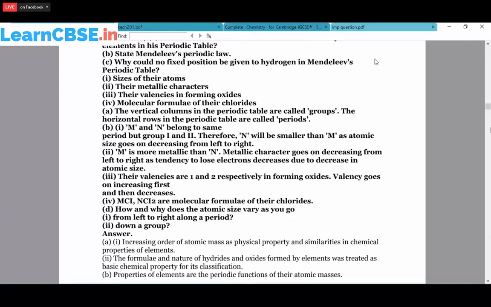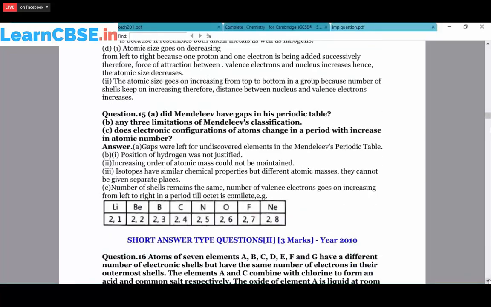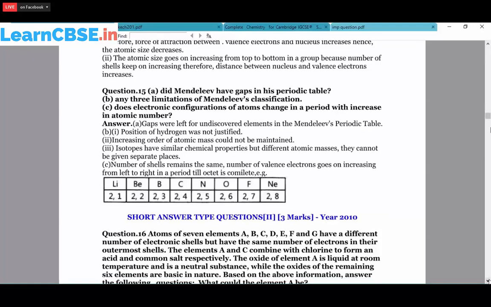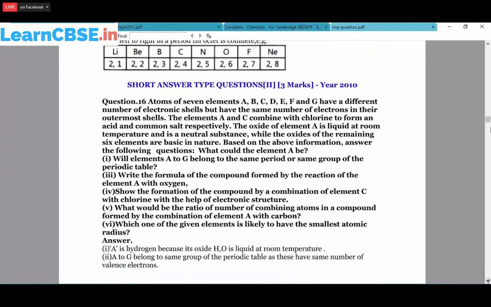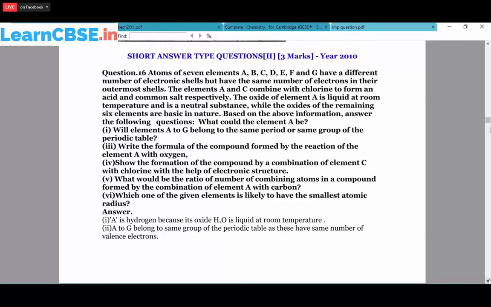Hello, ma'am. I believe we already covered this question in multiple short answer questions. I think, right? Yeah, MCl, NCl2 are the formulas. Can we move on to the next question? Yes, once again. This one? Yeah, we also covered. I think this one also, second also. Okay, this one is not covered, right? Yeah. Okay.